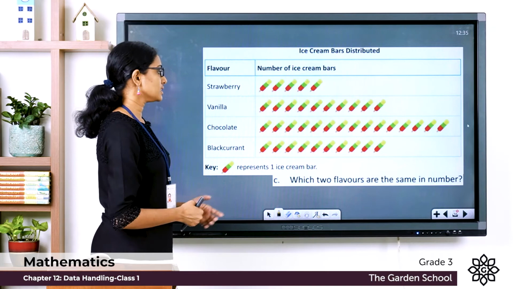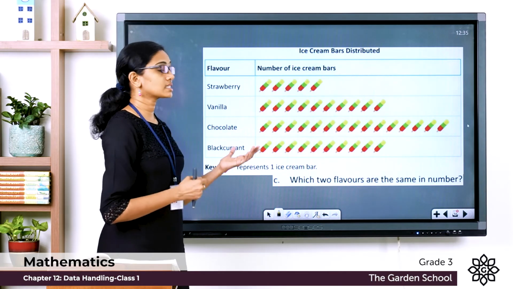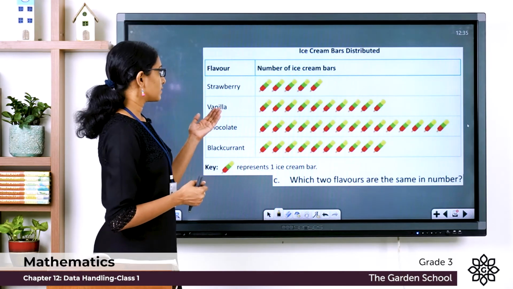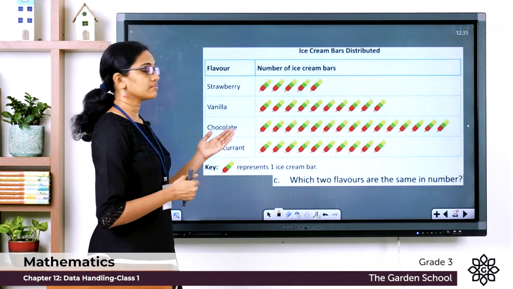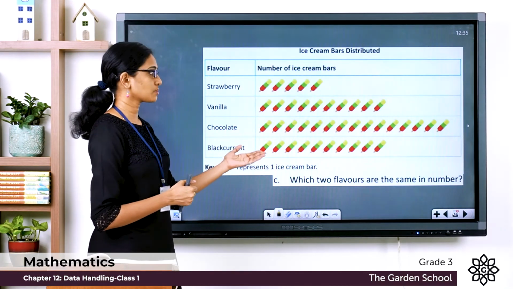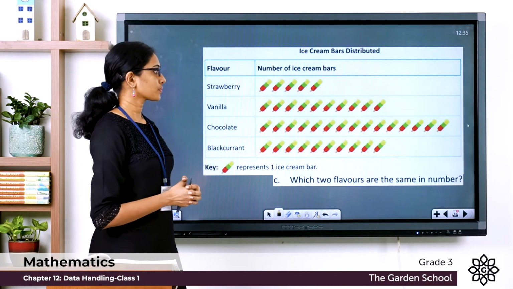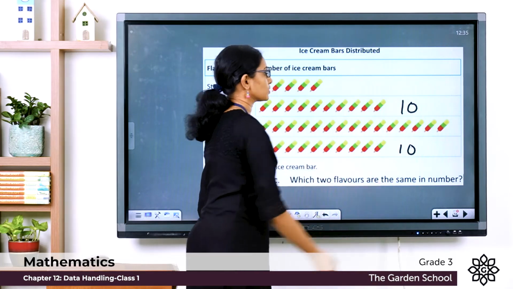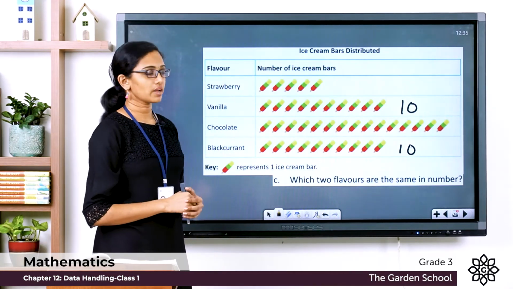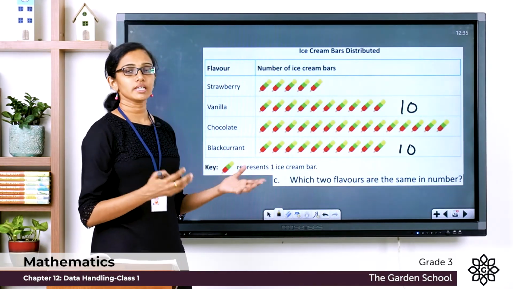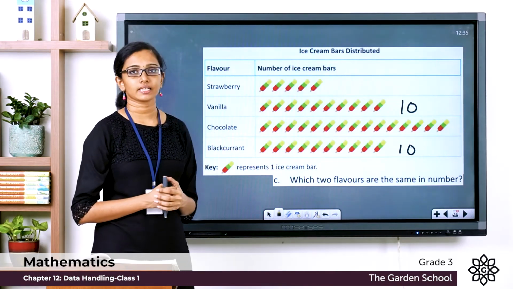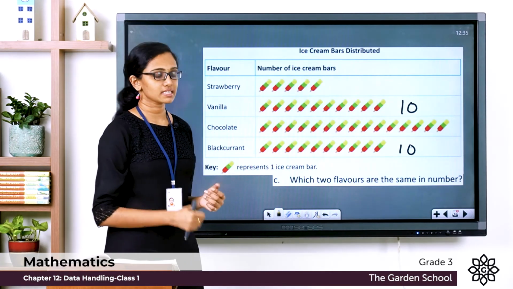Now the next question, which two flavors are the same in number? From the pictograph, it is clear that vanilla flavored ice cream bars and blackcurrant flavored ice cream bars were distributed in the same number. How many? 10, and here also 10. So these are the two flavors which are distributed equally. So which are the two flavors? Vanilla and blackcurrant. So I hope this question is clear to you.